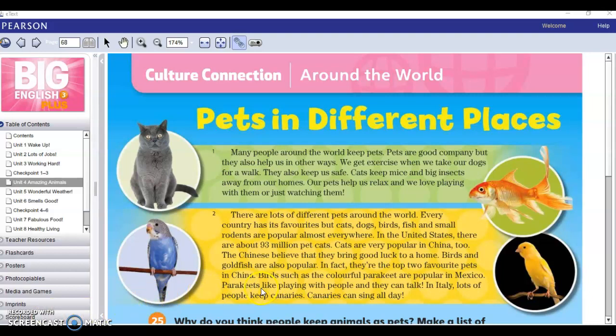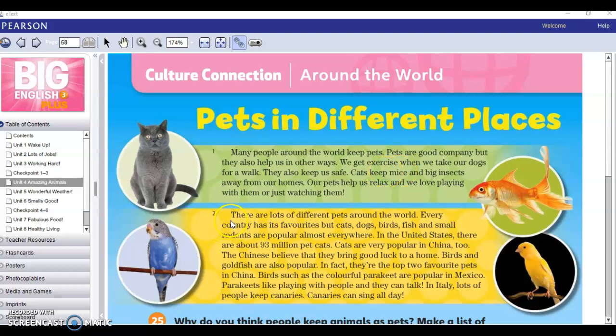Okay, so as you can see here in paragraph 1, the topic sentence is, "Many people around the world keep pets." And as you can see, this topic sentence has something to do with the title. The title is Pets in Different Places. So people around the world connects the two sentences. And as you remember, this paragraph tells us about reasons why people keep pets.